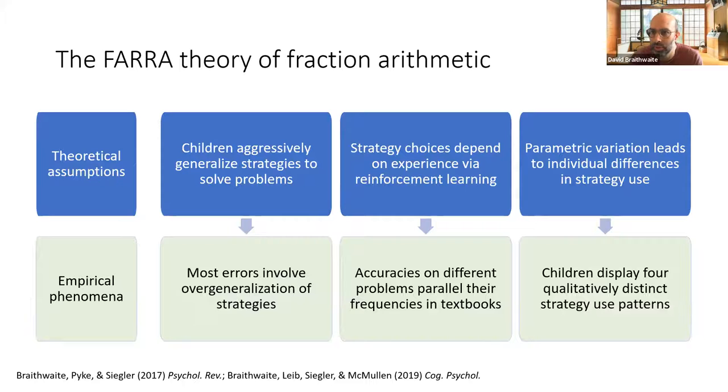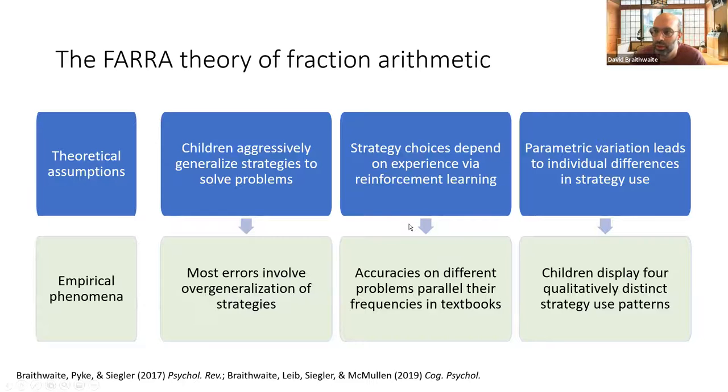These parameters are implemented formally in a computational model that goes along with the theory. We previously found that systematically varying the free parameters of that computational model led the model to generate four qualitatively distinct patterns of strategy use. We subsequently found that children displayed all four of those predicted patterns and that they jointly accounted for over 90% of children.